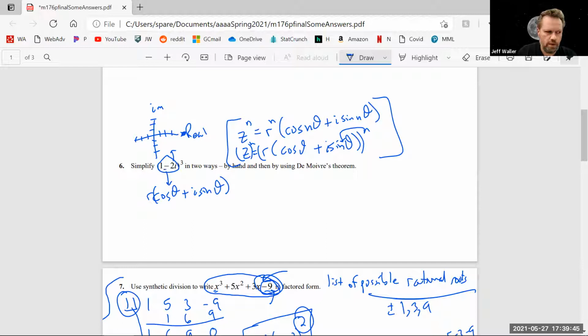So where would 1 minus 2i go? It would be 1 on the real and down 2 on the imaginary. So it's going to be right there.